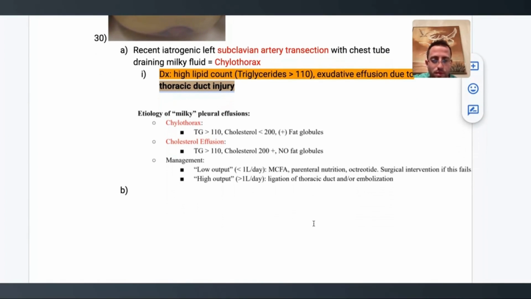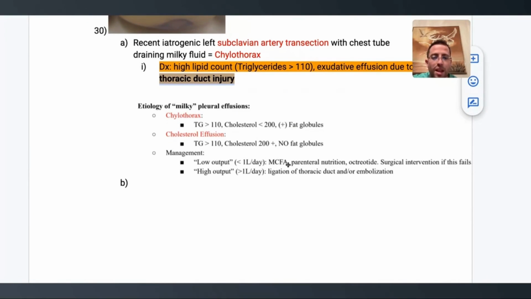And so if it's a low output pleural effusion, if it's less than 1 liter per day, you can give them a medium chain fatty acid diet. You can do parenteral nutrition and octreotide, and if that fails, you can do surgical interventions such as embolization. And then for a high output pleural effusion that's milky, you can go in and ligate the thoracic duct or embolize it, because it's not going to just resolve with dietary improvement.